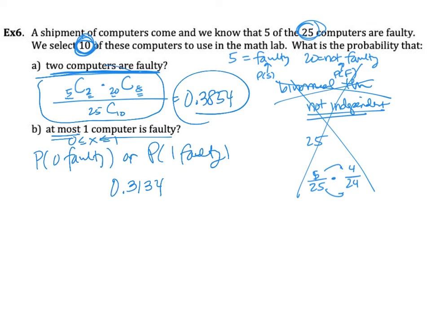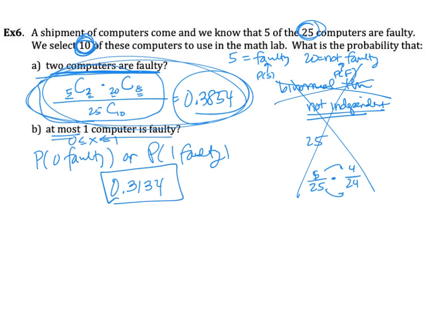After you do something like we did in part A, when you put it into your calculator, do you get 0.3134? If you do, you got it. Good job. If not, check the answer key or ask your teacher. Bye.